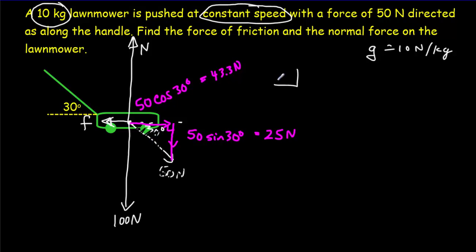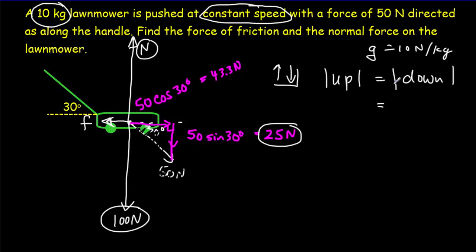So remember that vertical and horizontal are independent of each other. So we're going to look at the vertical stuff first. This is my little symbol for indicating we're going to look at the vertical stuff. Vertically, we've got a normal force that's upwards, and then we've got this 25 newtons that's downwards, and we've also got 100 newtons that's downwards. Overall, the size of the up forces has to be just as big as the down forces. That is, the magnitude of our normal force has to be equal to 100 plus 25. In other words, our normal force is going to be 125 newtons.